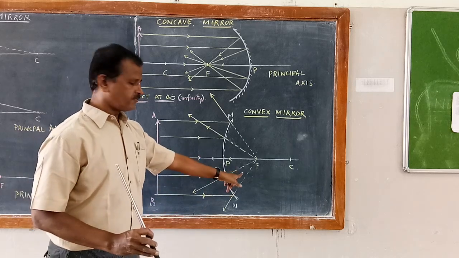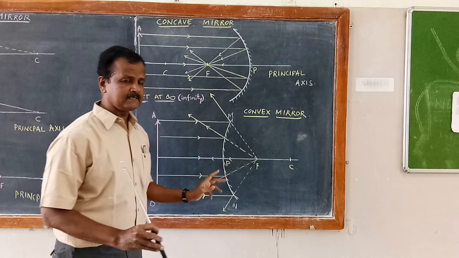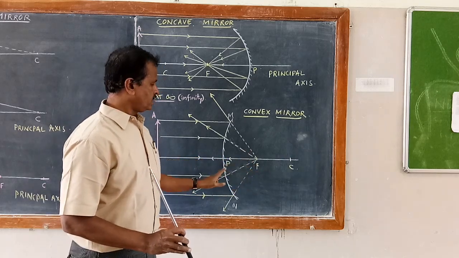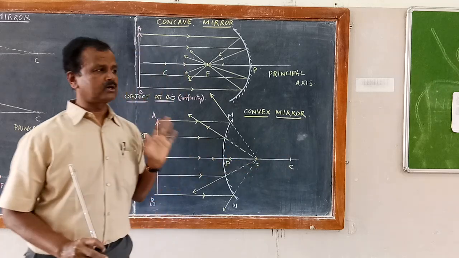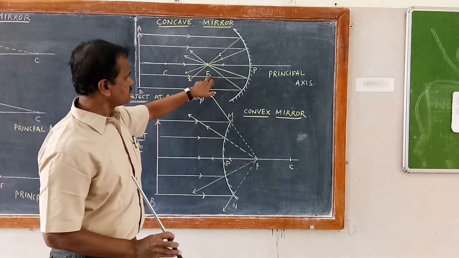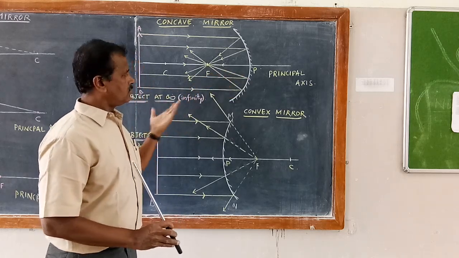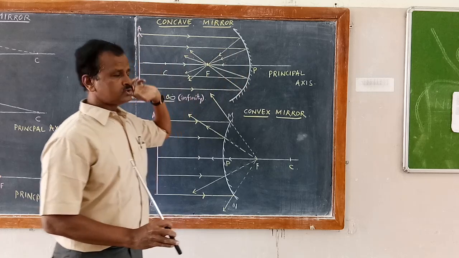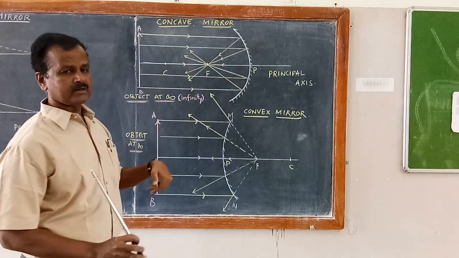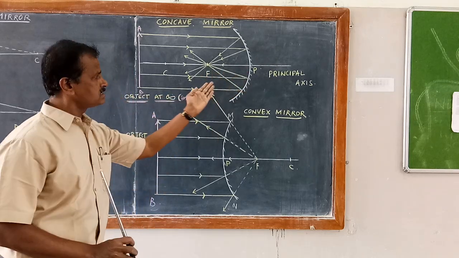So we use the sign convention for focal length. F is the focal length. Focal length of the convex mirror is positive and radius of curvature for the convex mirror is positive. Here the focus is on the same side, towards left side of the pole. So f becomes the focal length of concave mirror. So here the focal length of concave mirror is negative because it is towards left side.